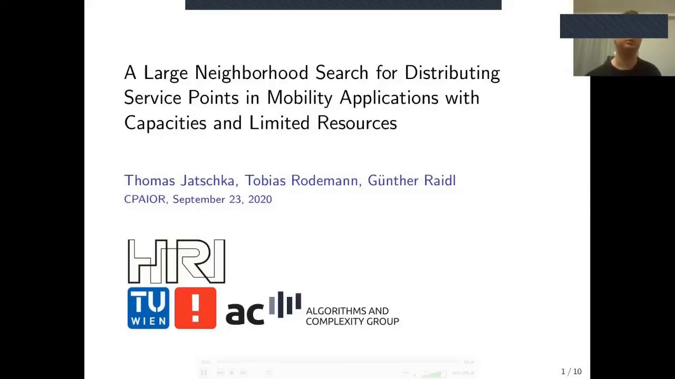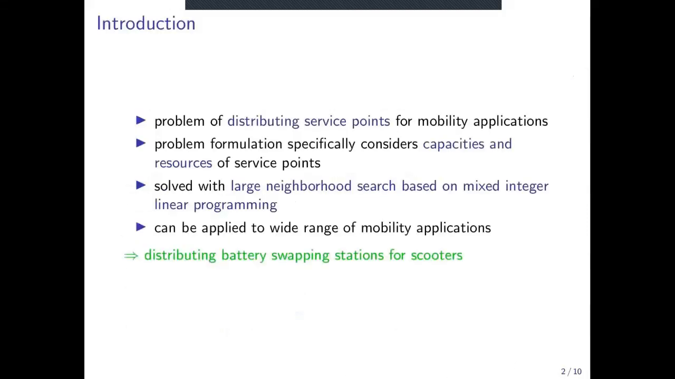Hello, today I want to present to you a large neighborhood search for distributing service points in mobility applications with capacities and limited resources. As the title says, we are dealing with the problem of distributing service points for mobility applications, and our problem formulation specifically considers capacities and resources of service points. We present a large neighborhood search based on mixed integer linear programming for solving such a problem. In general, our problem formulation can be applied to a wide range of mobility applications. However, in this presentation, we will only focus on distributing battery swapping stations for electric scooters.